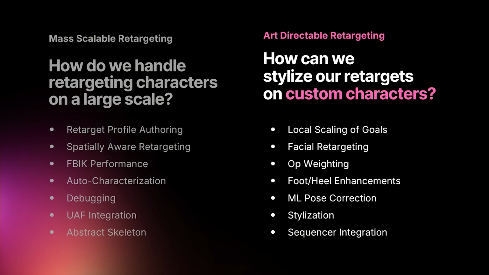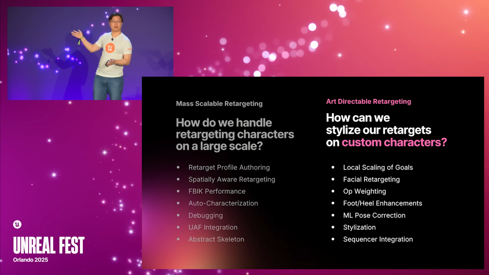Then arc-directable retargeting. How do we stylize our retargets on custom characters? We're looking at local scaling of goals. While global scale is great, it's not awesome for characters with really tiny arms or characters with really, really long legs or different length spines, necks, etc. So we're looking at local scaling of IK goals, so that way when you apply it, you can just kind of scale it back. It's like, oh, okay, that matches back to my tiny arm or my longer leg.